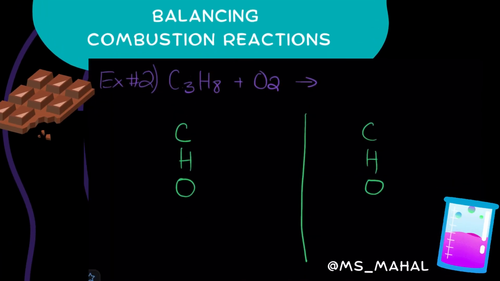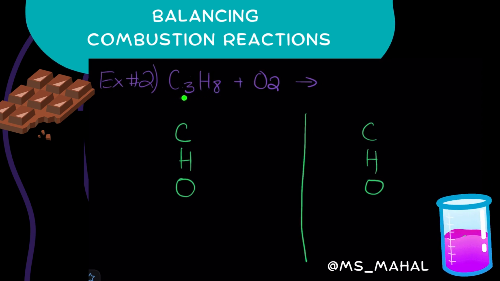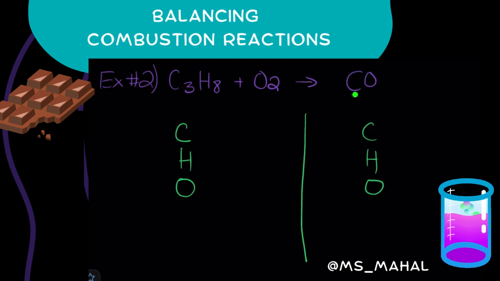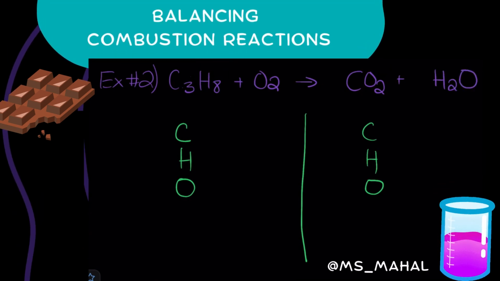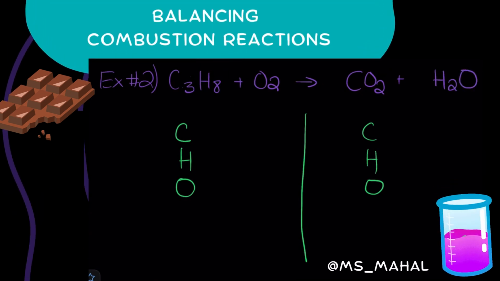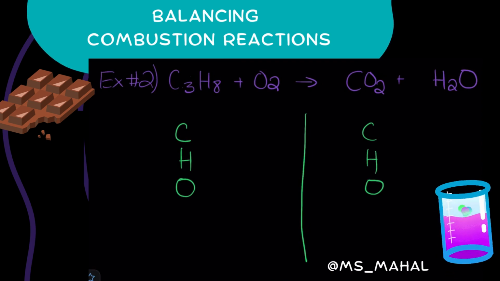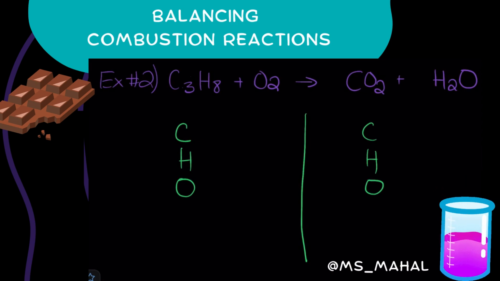Okay, so in my second example, I have another hydrocarbon, so C3H8 and O2. So again, we're gonna assume complete combustion. So we're gonna get CO2 produced with some water. So that's the easy part about this, is the products are always gonna be the same. Now let's go back to our chocolate rule. We have to balance our carbons first, hydrogen second, and then our oxygens. So again, I like to write out a little line here.